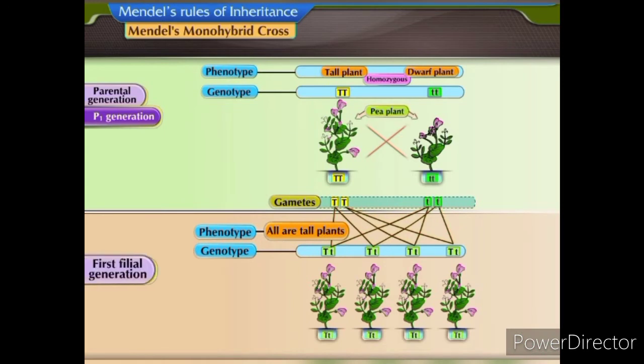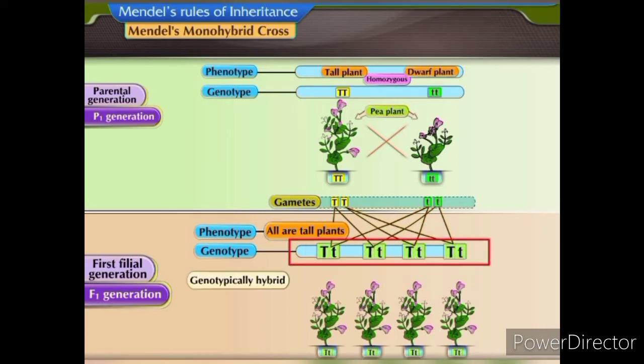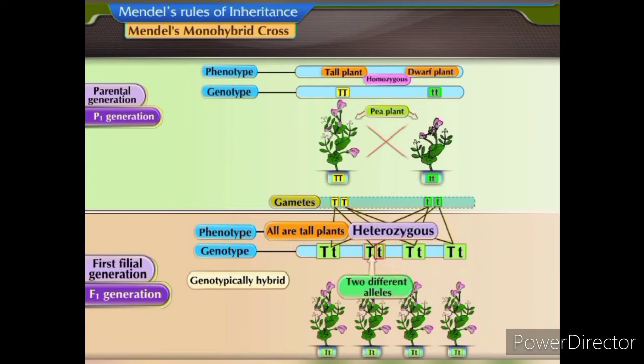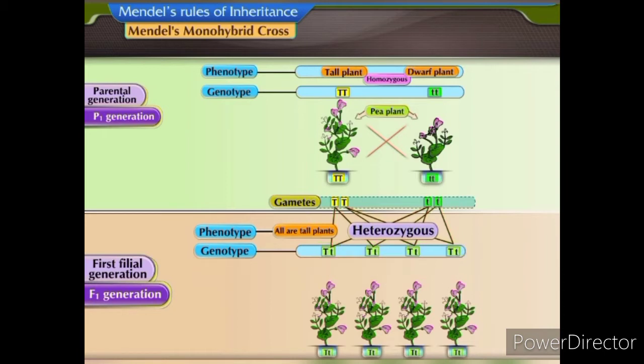The first filial generation, that is F1 generation, has genetic constitution Tt. It is a genotypically hybrid and heterozygous plant having two different alleles. Phenotypically, it is tall because the allele or the gene for tallness, that is T, is dominant, which masks the effect of its corresponding recessive gene. It is possible to find out whether F1 generation has traits for both tallness and dwarfness by conducting a cross among these individual plants.